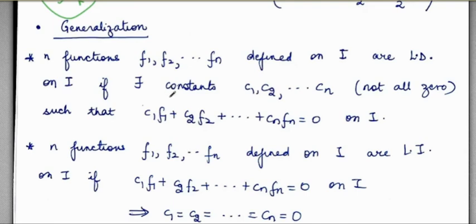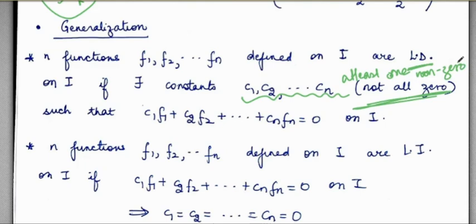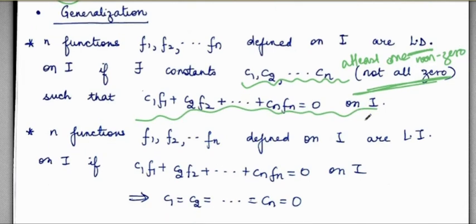There is a generalization of the definition of linear dependence and independence in this case, and that's given like this. N functions f1, f2, fn defined on an interval are linearly dependent if there exist constants c1, c2, cn, not all 0. That means at least one is non-zero. Out of these constants, one should be non-zero such that the linear combination is 0. Now how does it generalize the above definition?